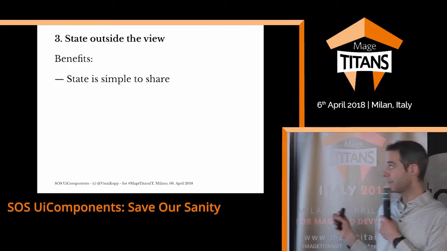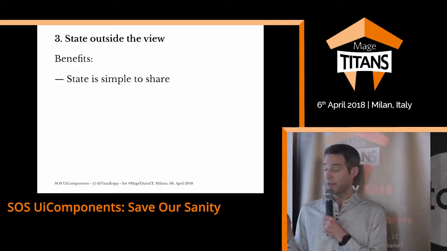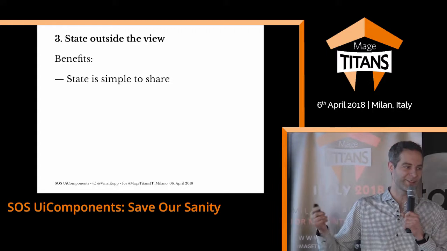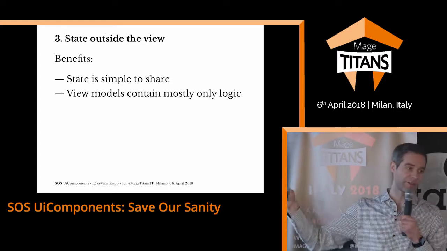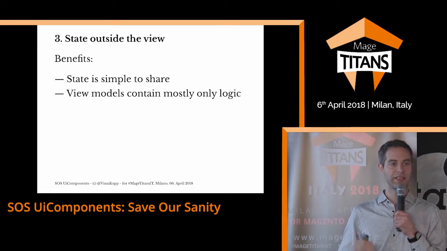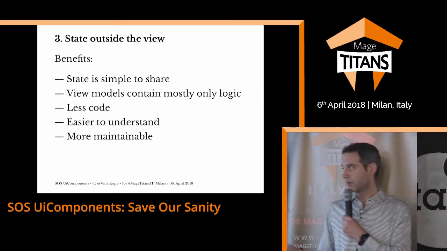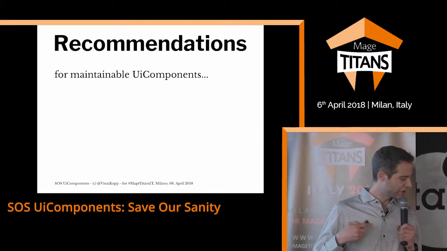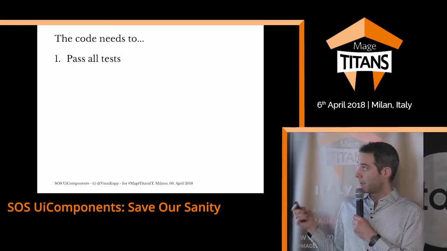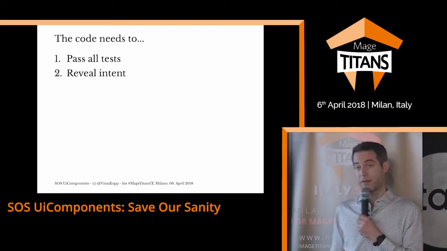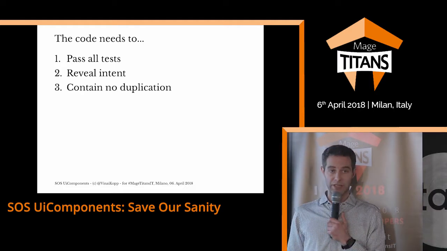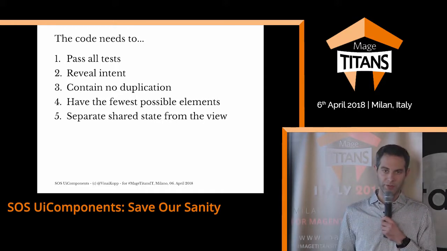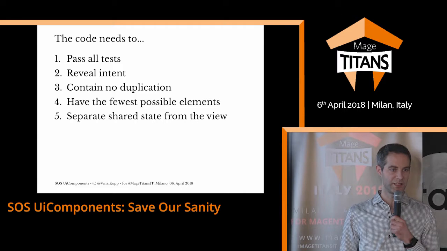Yeah, so the benefit of keeping the state outside of the view is it's simple to share, right? So that's the main big benefit, of course. It just depends on the state object and we're good. View models kind of collapse down to contain only the logic that I need, and that means less code, easier to maintain and understand. All right, so to summarize, my recommendation for maintainable UI components would be my code needs to pass all tests, need to reveal intent, contain no duplication, and have the fewest possible elements, and finally keep the state out of the view, and everything becomes much easier and saner.